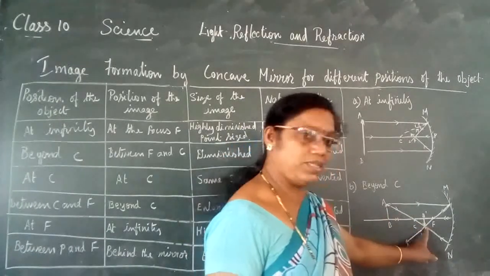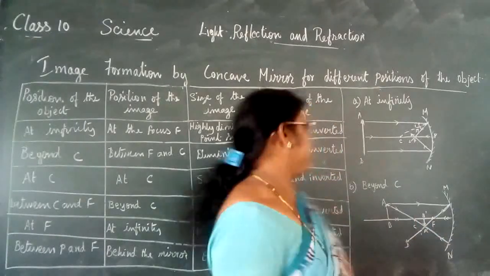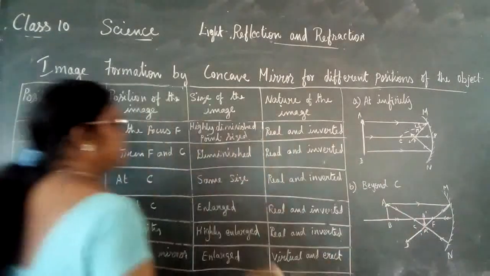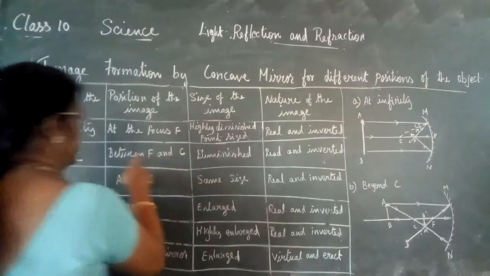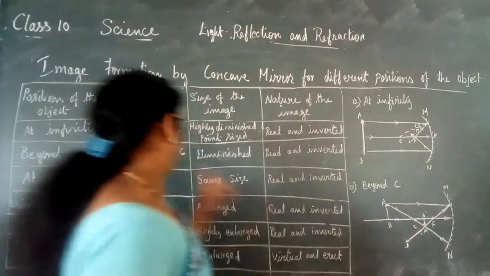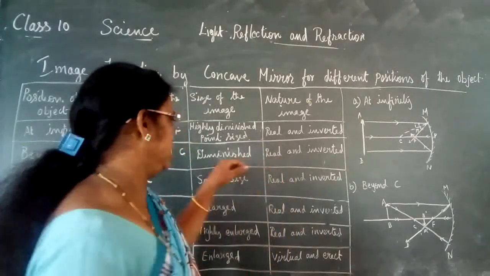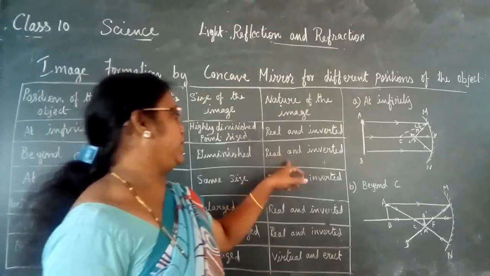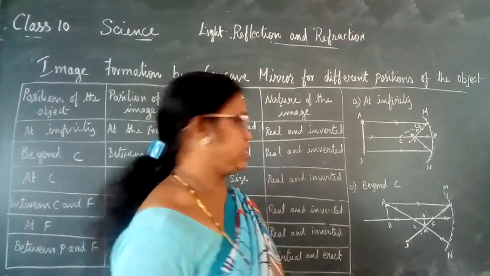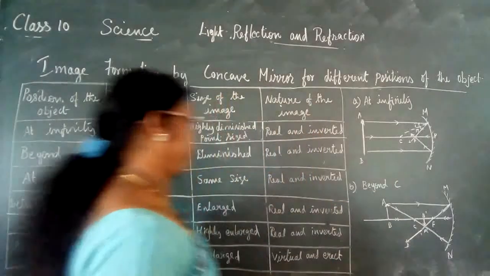And which is the position of the image? It is between C and F. Hence, when the object is kept beyond C, the position of the image is between F and C. And what type of image are you getting? It is a small, diminished image, and it is real and inverted. The image is real, so again, you can catch it on a screen. It is a real image and an inverted image.